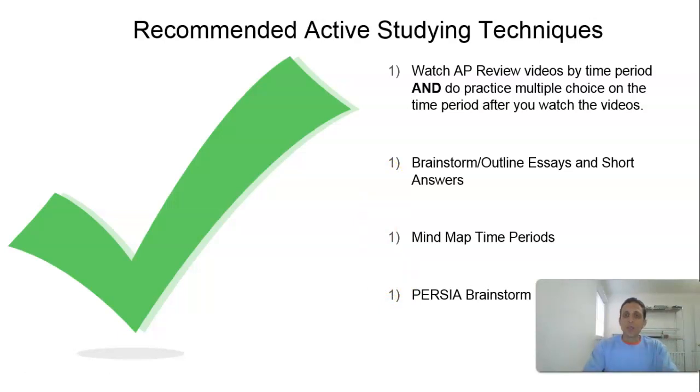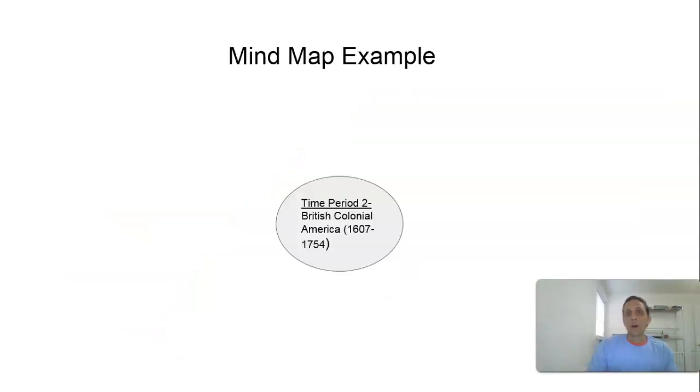The first one I'm going to go through is mind mapping, and I'm going to give you an example. What you would do is take a time period and put it in the middle of the page. I chose time period 2 as an example, which is the British colonial America time period from 1607, the founding of Jamestown, to 1754, the beginning of the French and Indian War. You put that right in the middle of your paper. Then you brainstorm what pops into your mind first when you think of this time period.